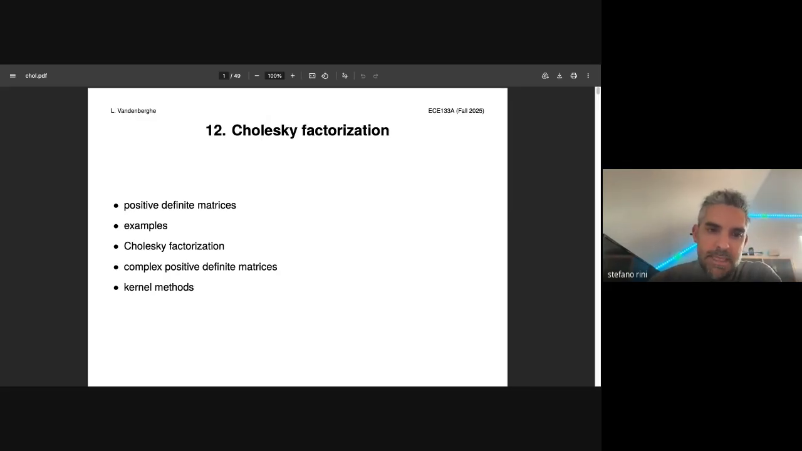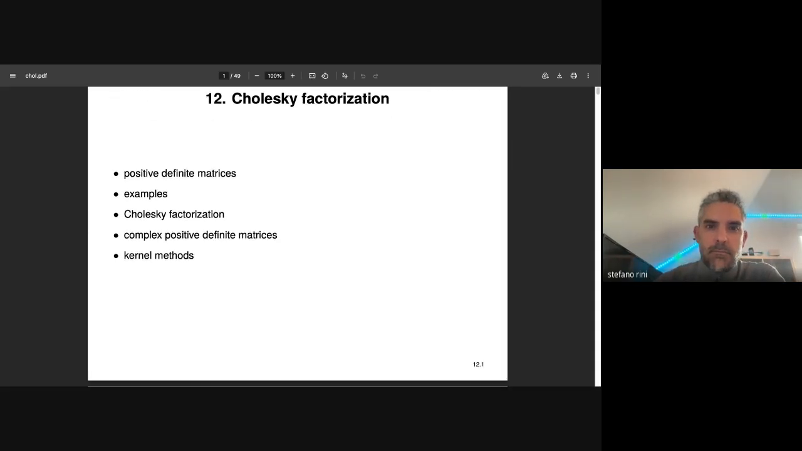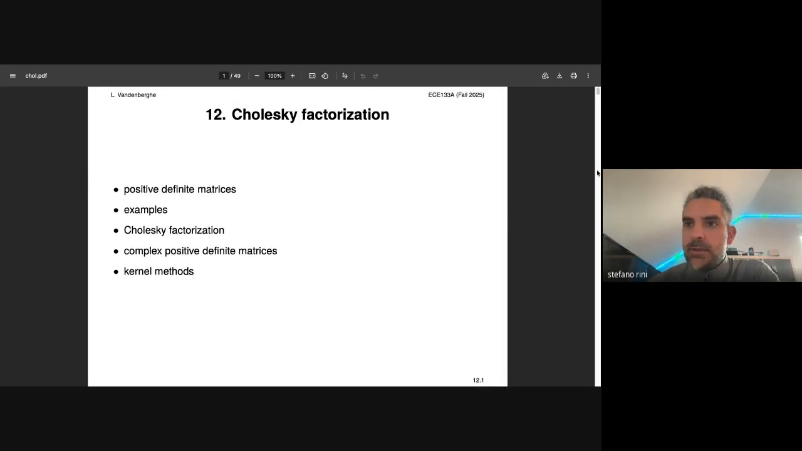So PSD matrices are very, just a second, I have to go into presentation mode. I don't know why I exit the presentation mode.